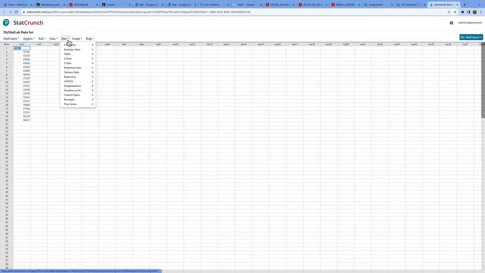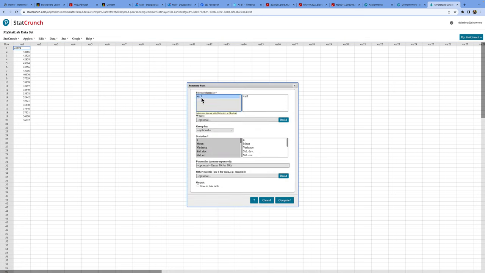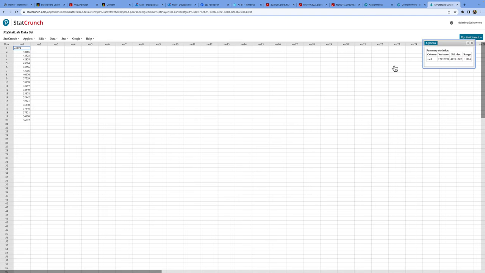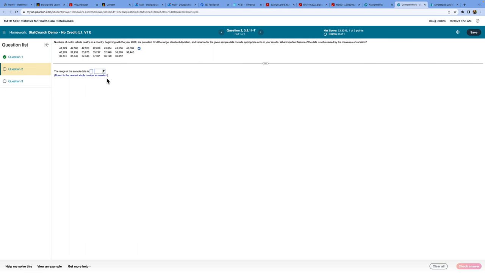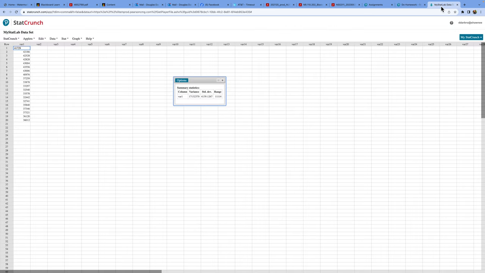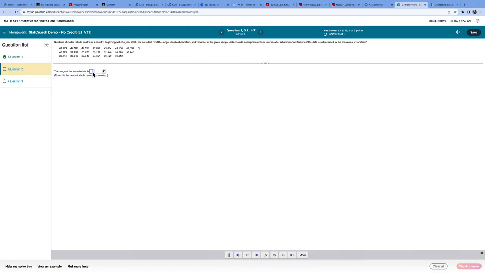So again, go to Stat, go to Summary Stat, go to Column, and work with this variable. I think I needed the variance, the standard deviation, and the range. All right, so the standard deviation is 4139.1. No, that's for the range first, my bad. The range is 4 elevens and a 4? Four elevens, 4 ones, goodness.